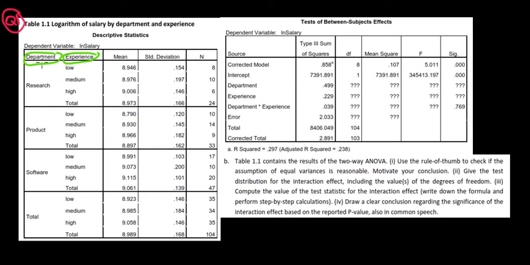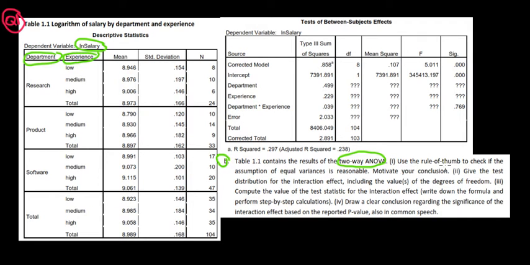Let's have a look at question 1b in this video. So we have data on the relationship between two variables, department and experience, on the logarithm of salary. Here we have the descriptive statistics, the mean and the standard deviations. Over here we have the variations, the sum of squares. Now we have the results for the two-way ANOVA, since we have two factors, two independent variables, department and experience.